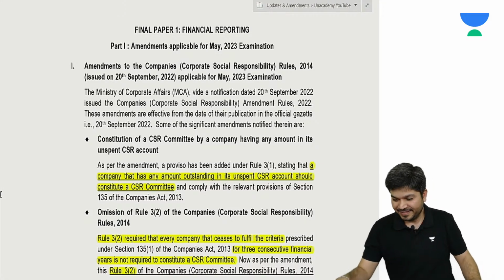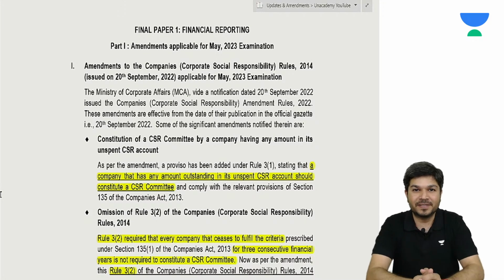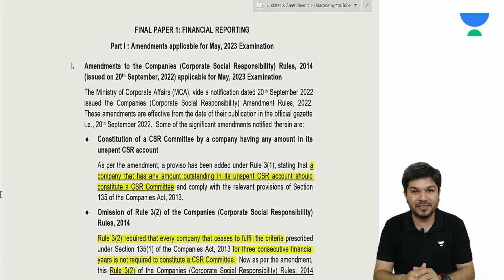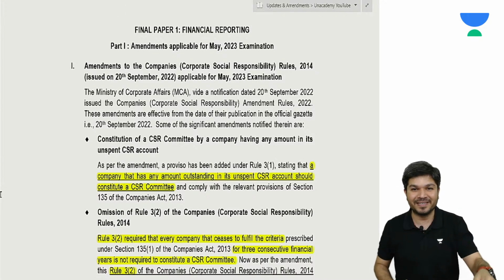Okay. Thank you, Venkatesh. Now, today's session, we are going to discuss the RTP of FR. So, May 23 exam RTP has been released. FR RTP we are discussing today. And next Sunday, we'll be discussing your audit RTP. So, CA final FR, CA final audit, both the RTPs will get discussed on Sunday.